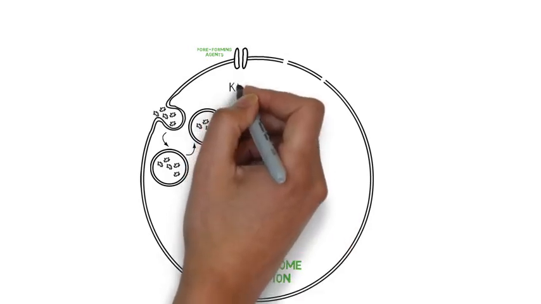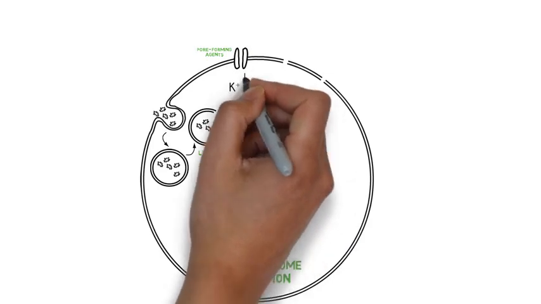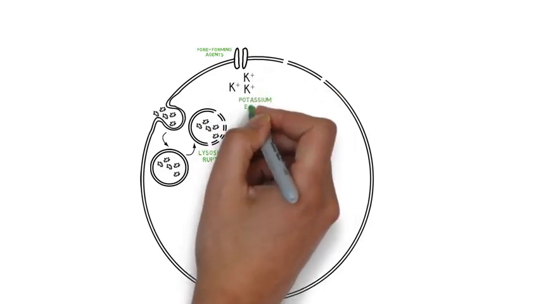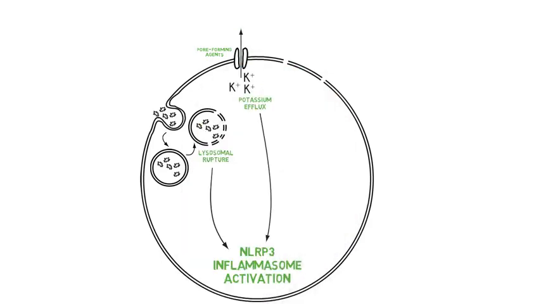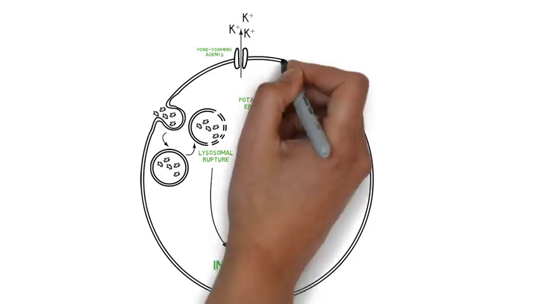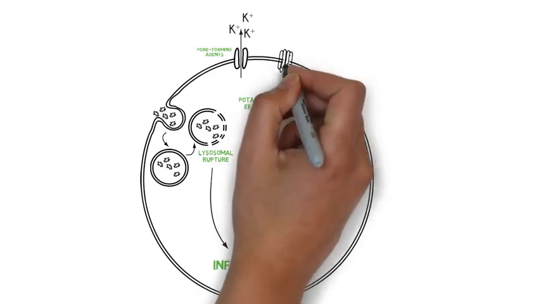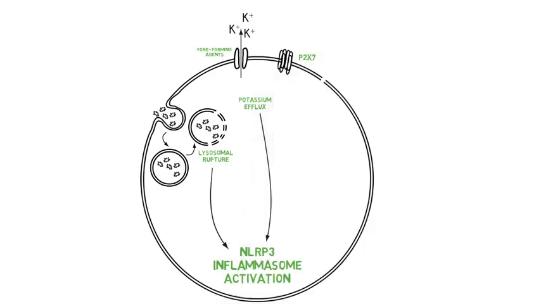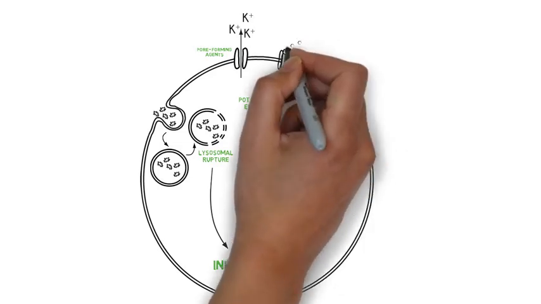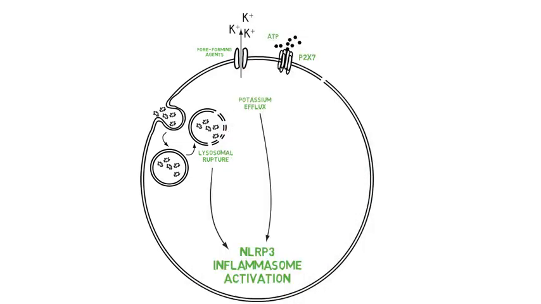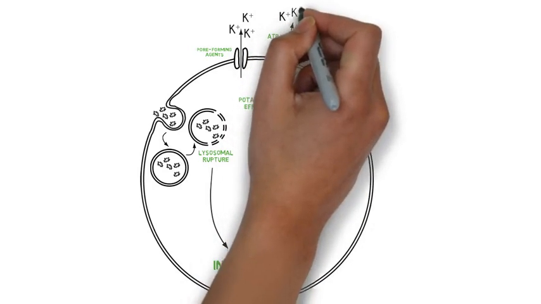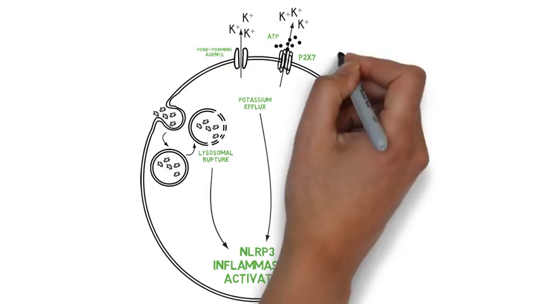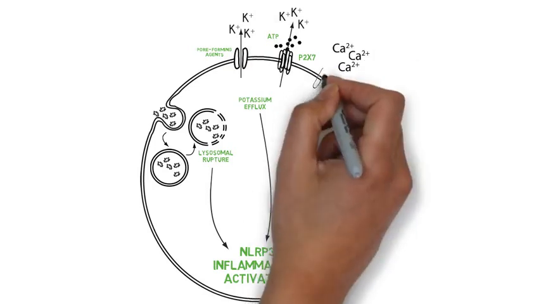For example, it is discussed that during NLRP3 activation, an efflux of potassium ions from the cytoplasm to the extracellular space occurs. A well-described receptor regulating potassium efflux is the so-called P2X7 receptor. Upon sensing of extracellular ATP that is released as a danger signal from dying cells, it releases potassium ions from the cell. Calcium ion mobilization might also play a role.